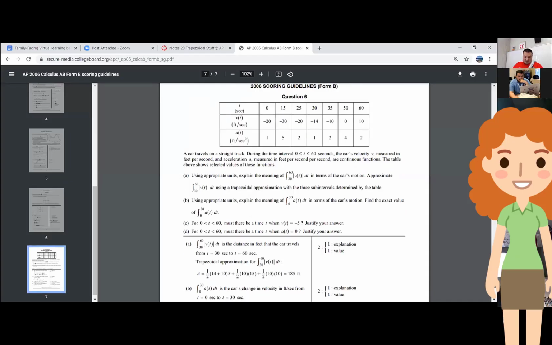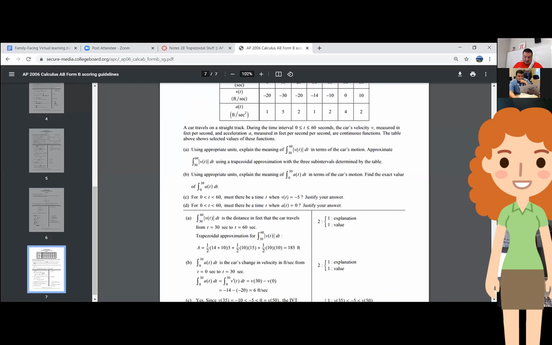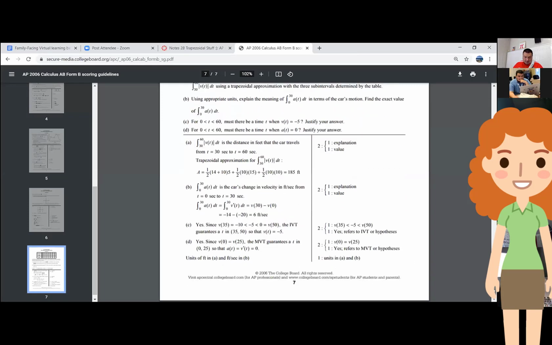Oh, this one had 4 parts, guys. Let's see, what part did I not ask? Oh, I didn't ask letter D, but we could have done it because we know mean value theorem. Okay, next time. Letter A. Look how many points letter A was. It was worth 2 points. And look what they give you: the distance in feet that the car travels from t equals 30 seconds to t equals 60 seconds. I hope I put that it's the distance in feet. And did we get 185? Yeah, we did. We got the full credit.